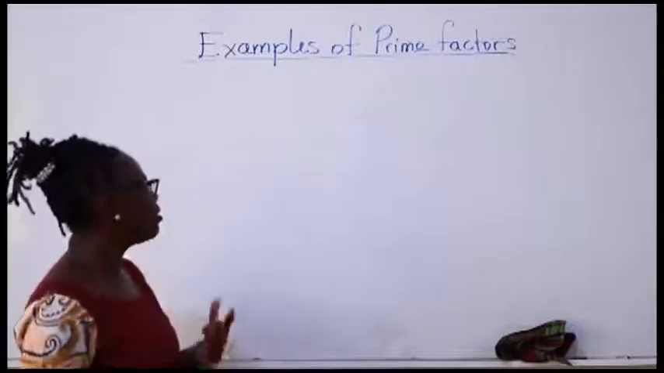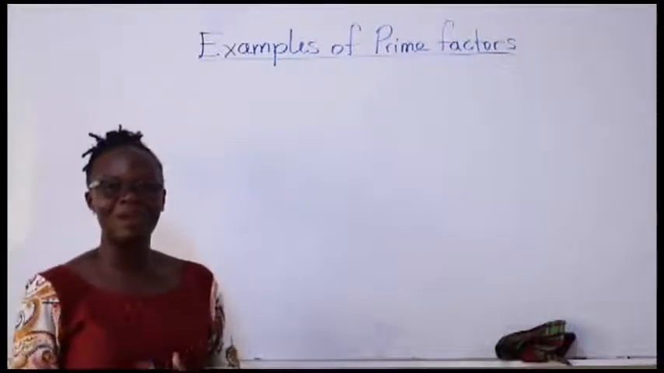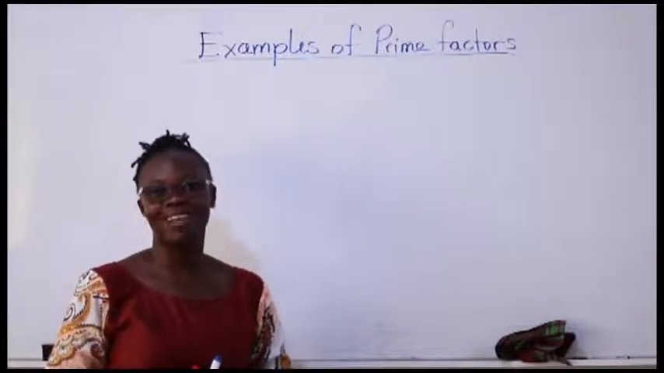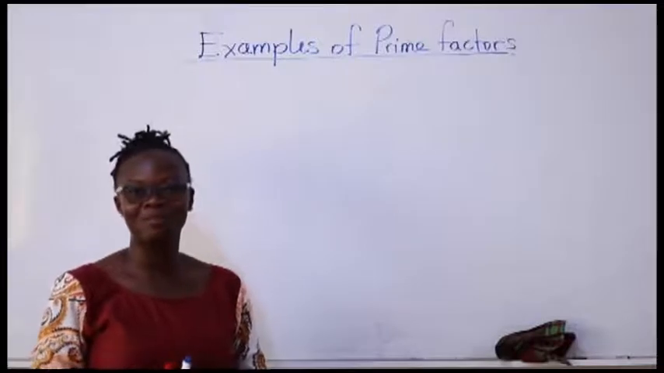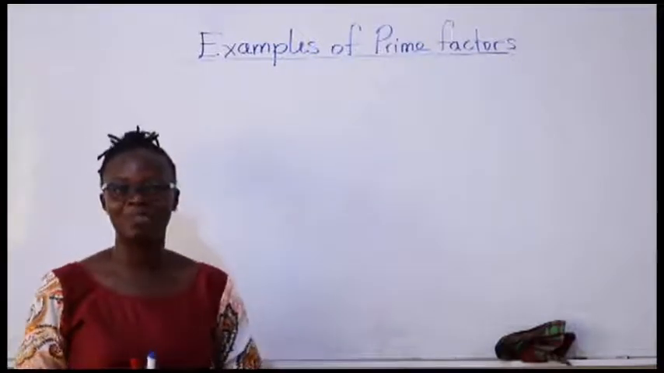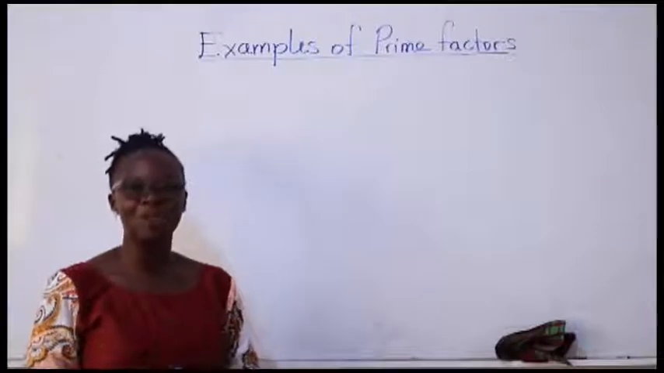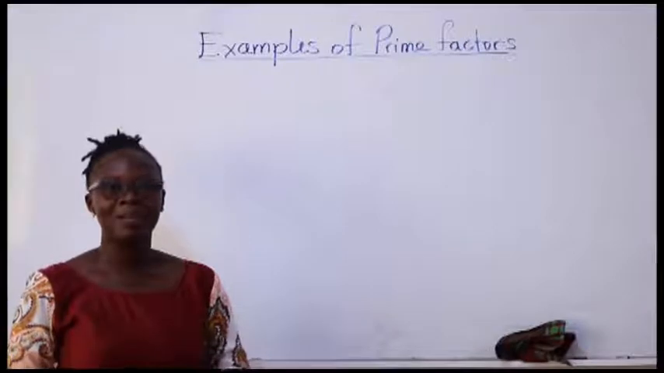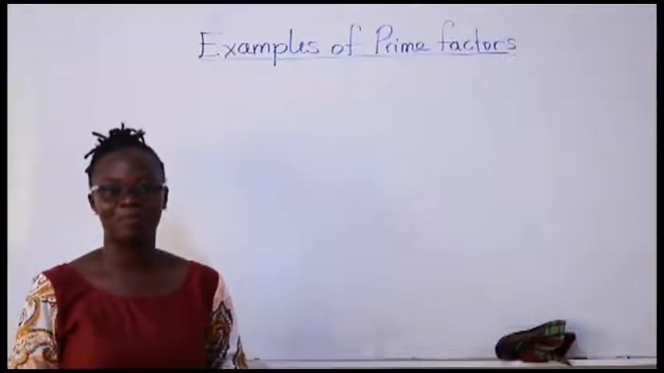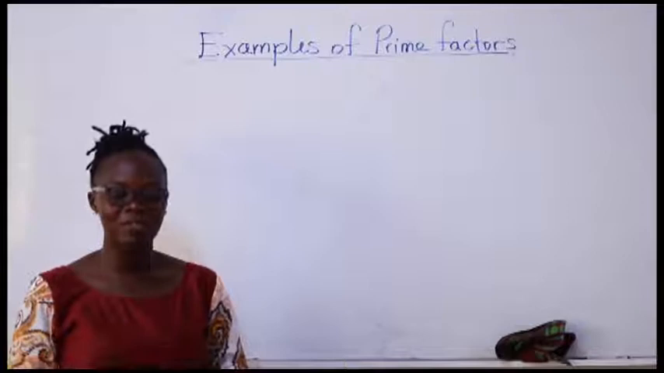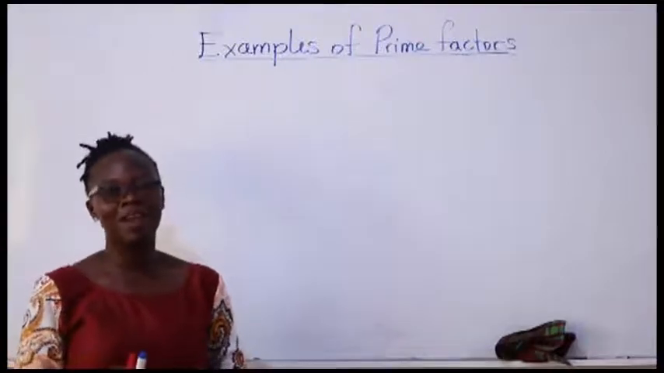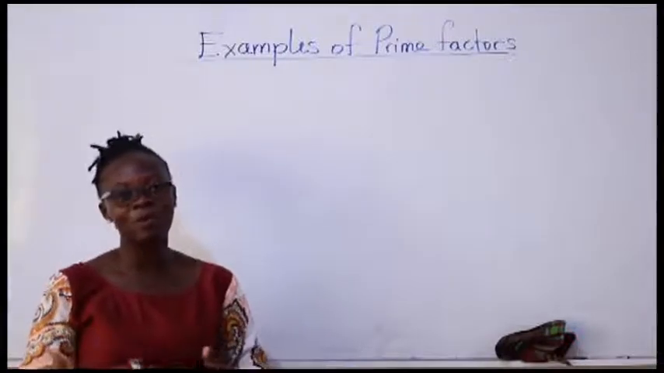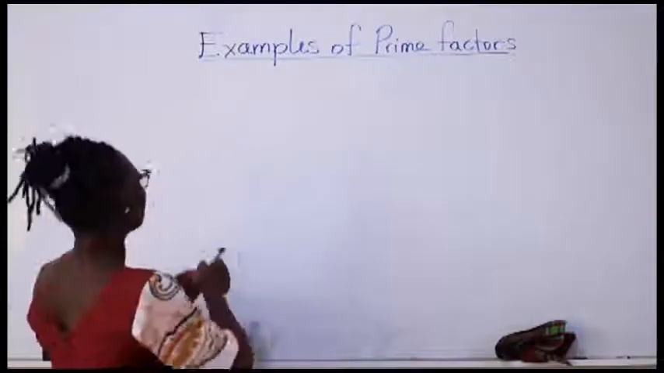Today we are going to do examples on prime factors. If you have not watched our lesson on prime factors, I urge you to watch that video before these examples. In that video, we say prime factors are factors which are prime. So we want to take examples of numbers and try to find the prime factors of those numbers. I'll start with a simple example, which is 12.